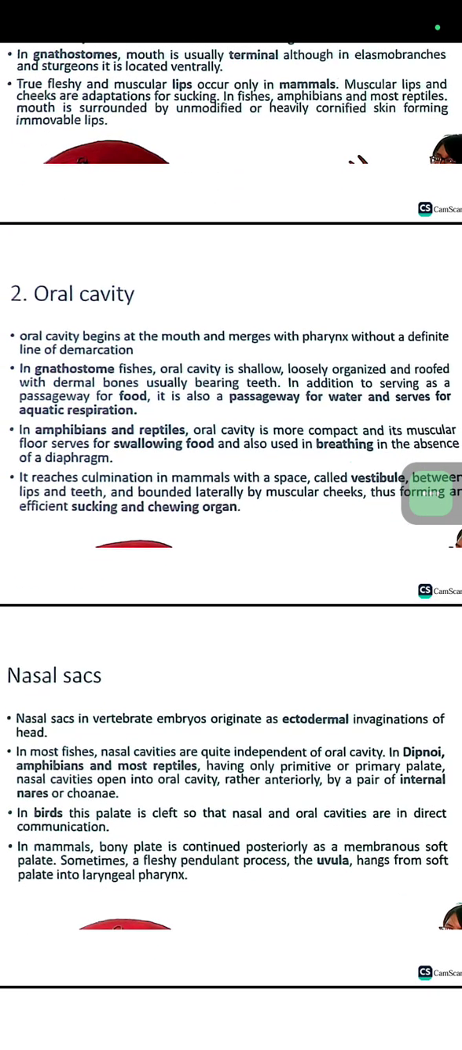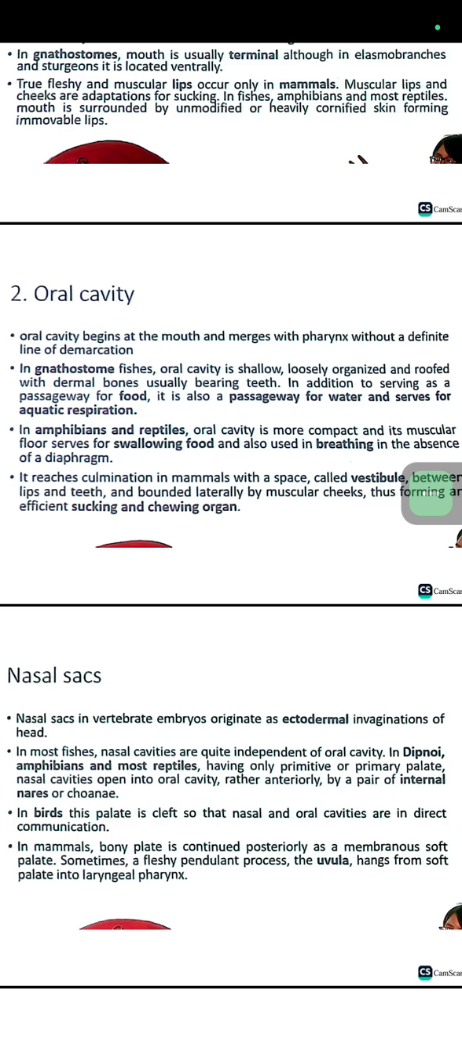The oral cavity begins at the mouth and merges with the pharynx without a definite line of demarcation. In gnathostomes, the oral cavity is shallow, loosely organized, and roofed with dermal bones, usually with teeth. In addition to serving as a passageway for food, it is also a passageway for water and serves for aquatic respiration. In amphibians and reptiles, the oral cavity is more compact and its muscular floor serves for swallowing food and is also used in breathing in the absence of a diaphragm.